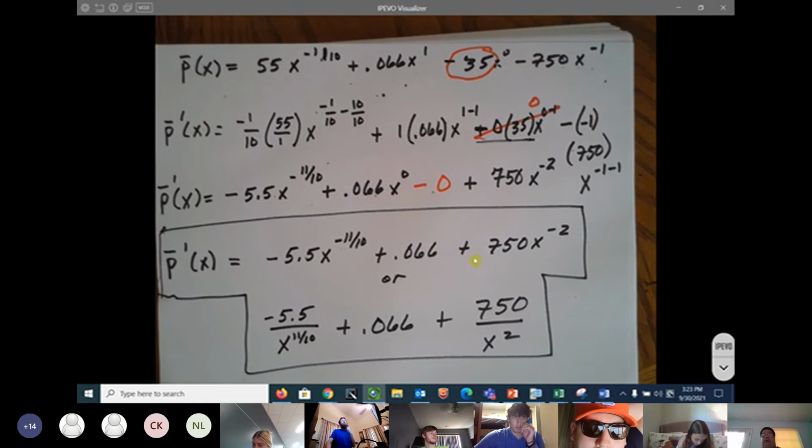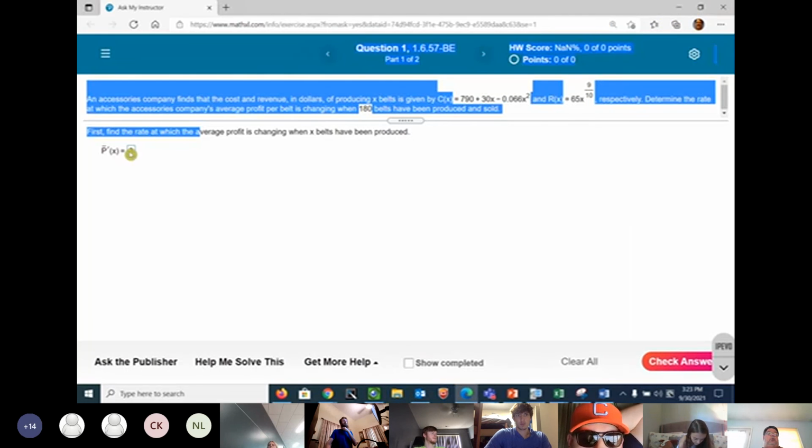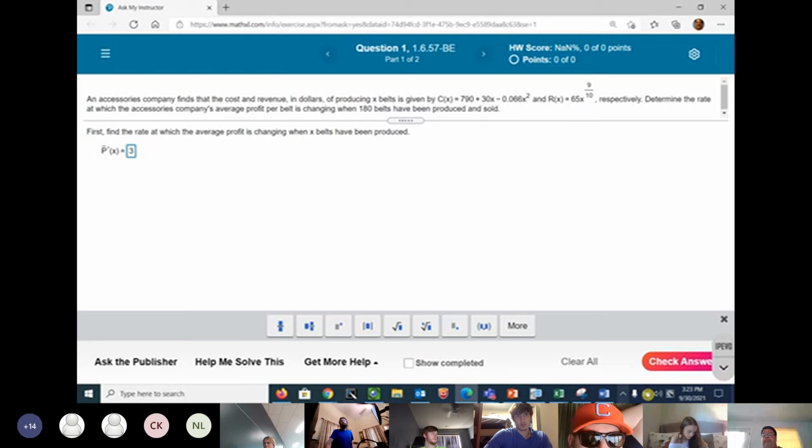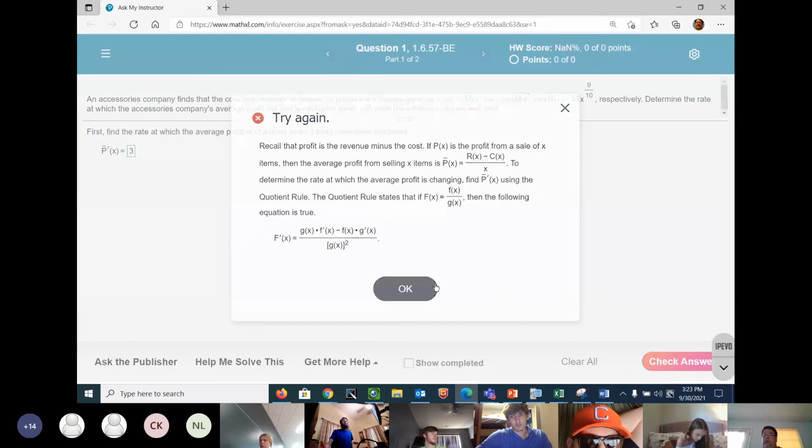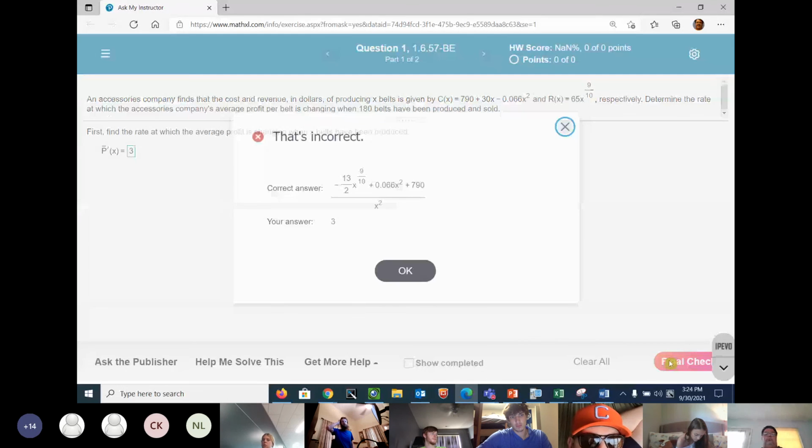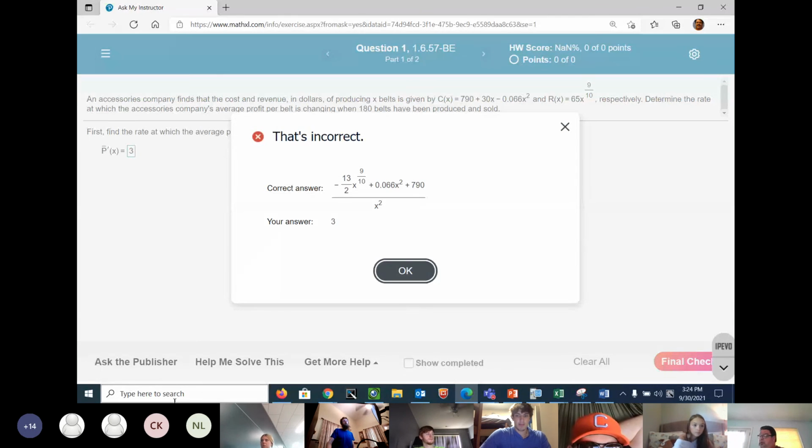And I think probably, since it is a business related question, they're just going to go with this right here, but I could be wrong. I'm going to type in a 3. What is 13 over 2? Well, they got 6.5. 0.066, I got something wrong.